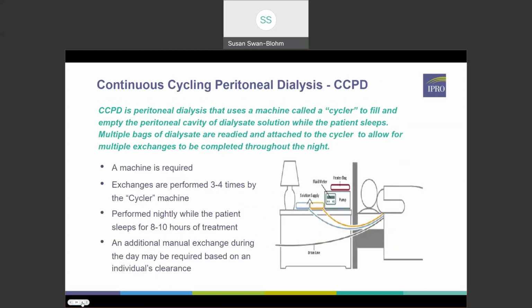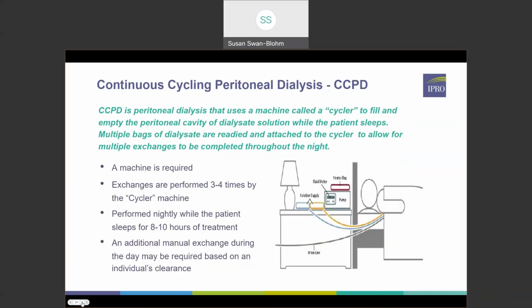Continuous cycling peritoneal dialysis, or CCPD, is dialysis performed using the peritoneal membrane, much like CAPD in principle, but uses a machine called a cycler, not gravity, to perform the exchanges, and takes place at night while the patient sleeps. The patient will be trained to set up, monitor, maintain, and clean the equipment.